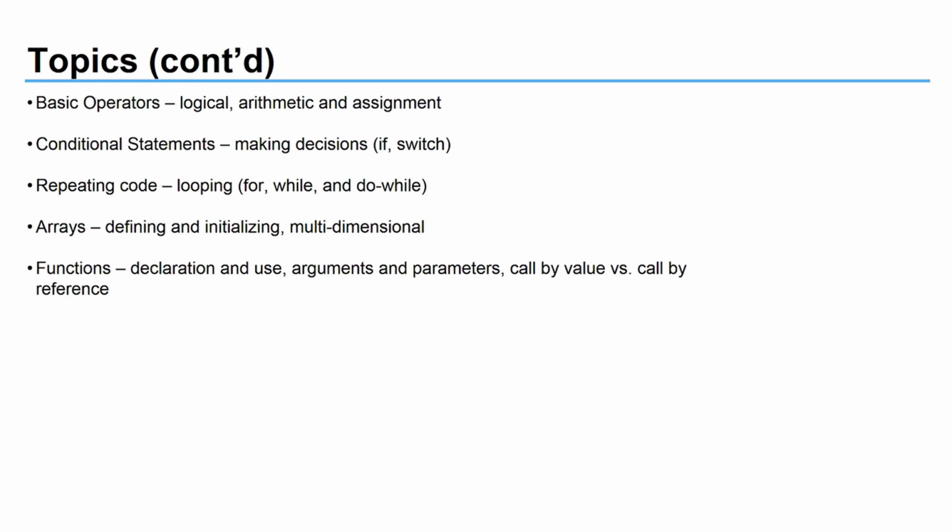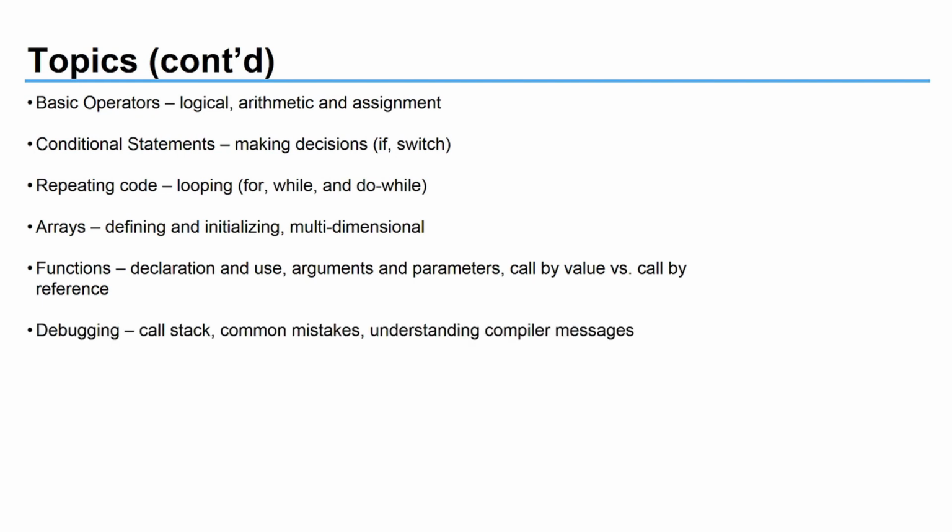Functions are one of the biggest, most important concepts related to the C programming language. Everything should be used and organized around a function. This is referred to as module type programming. You're going to learn how to declare a function, how to use it, how to pass data to it, how to return data from it. We'll also talk about more advanced concepts like call by value and call by reference.